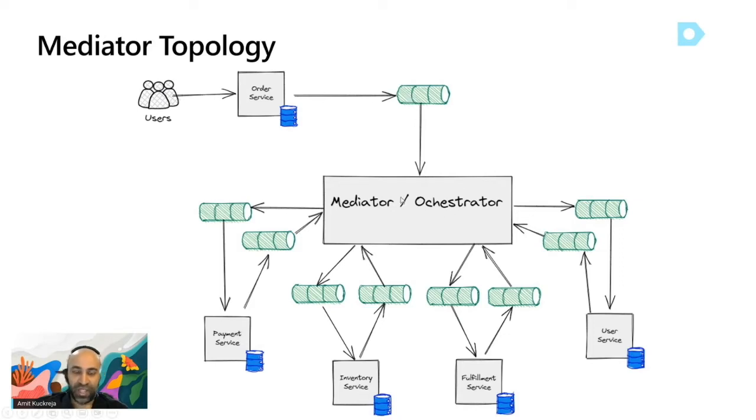So the orchestrator will decide, okay, first I need to get the payment, call the payment service. So the orchestrator will send the command to the payment service, right? And this queue here is just for the payment service, and it's a command topic effectively. And the response will be sent via this response topic.